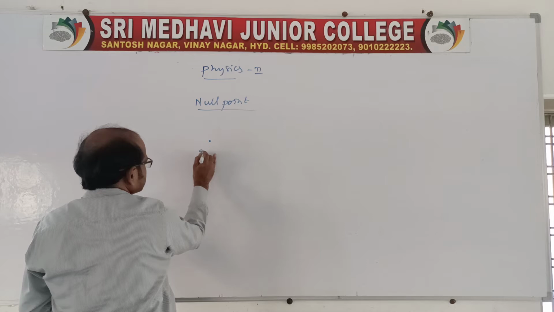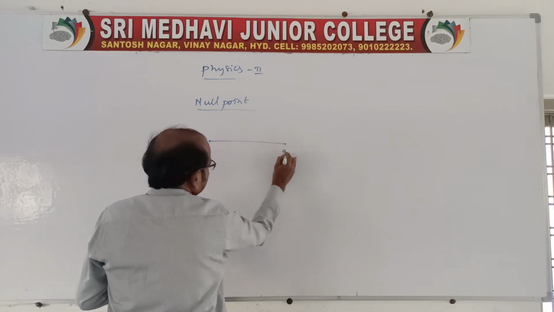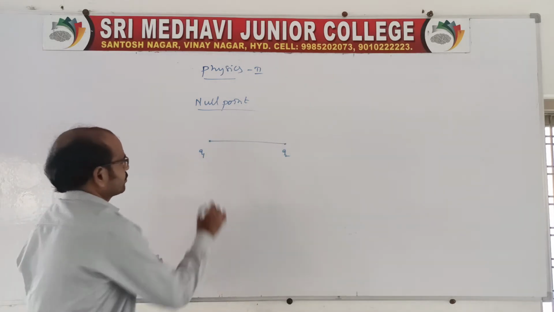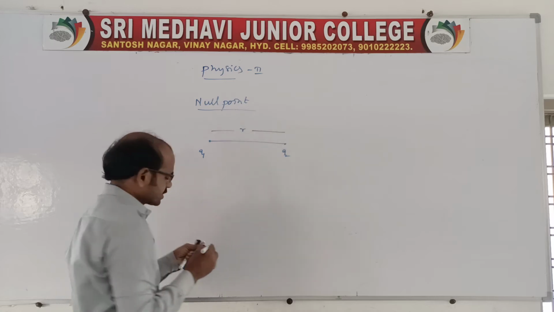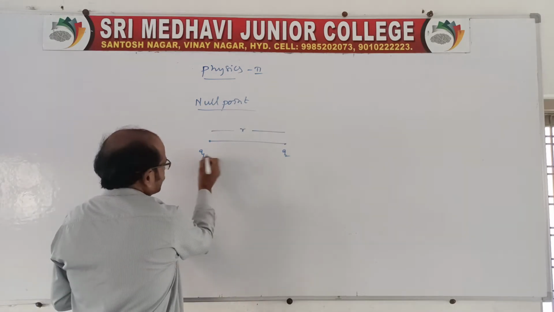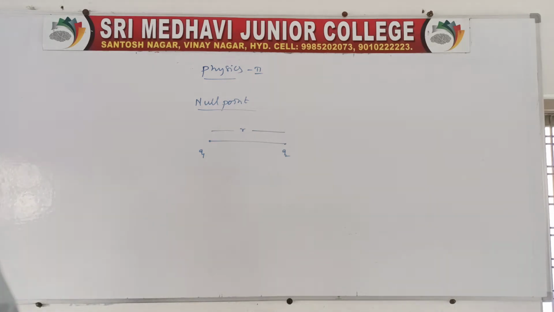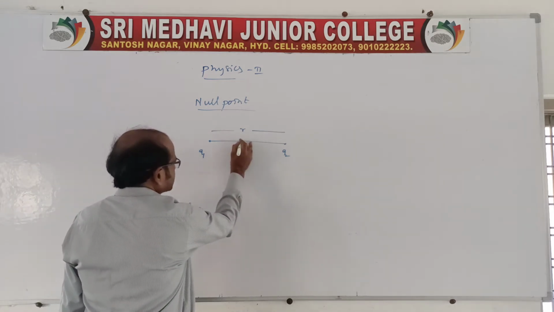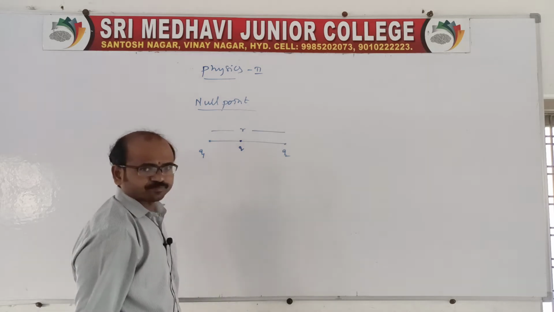If there are two charges Q1 and Q2 placed at a distance r between the two charges, suppose a force acts between Q1 and Q2. In between the two charges, another charge Q is placed at a point between these two charges.